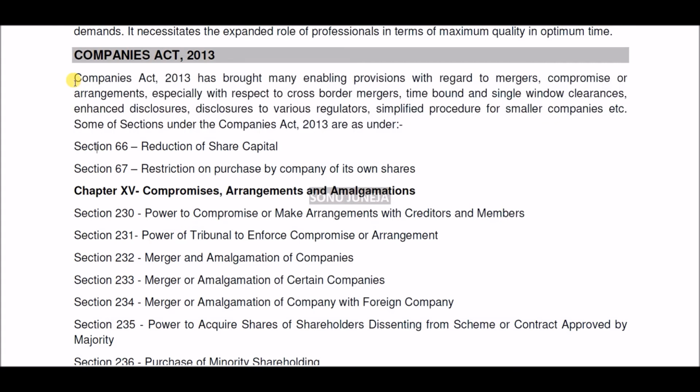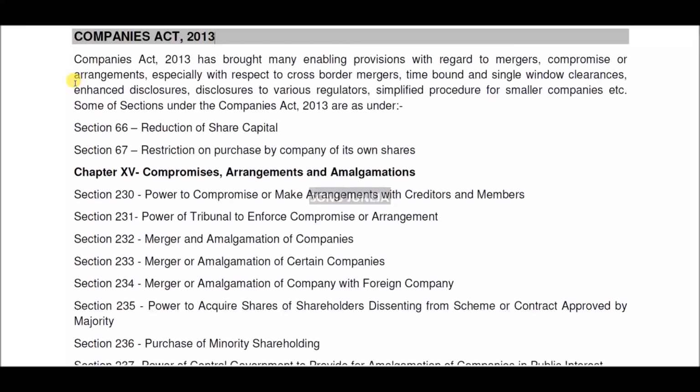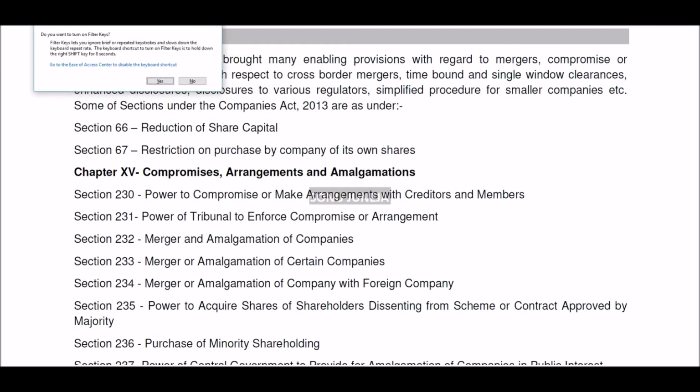So we have section 66, that is reduction of share capital. Section 67, restriction on purchase by a company of its own shares. A company cannot purchase its own shares. Chapter 15, compromise, arrangement and amalgamations. So they are approximately from section 230 to 240. They have the features for compromise, arrangement and amalgamation. Let's go one by one on what it is all about. The first chapter will not be discussed to an extent where you can understand everything well, but yes, you will get a small introduction, which will help you a little in understanding what you are going to study in the coming chapters.